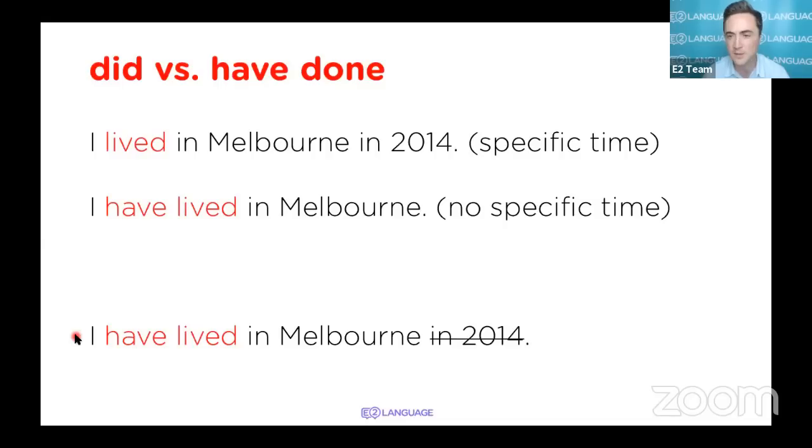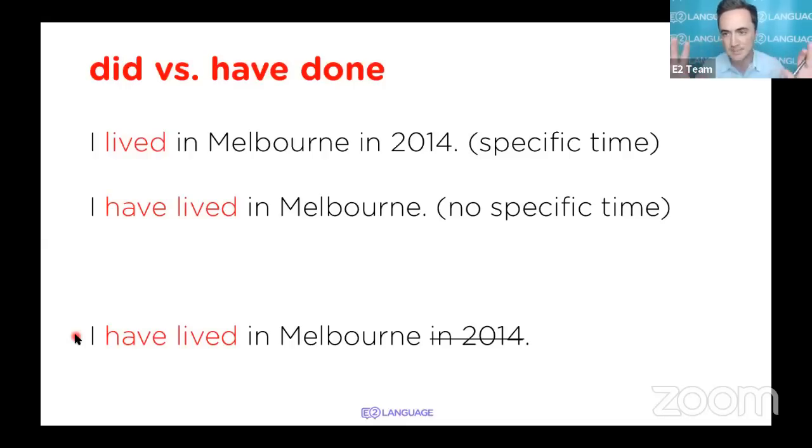I ate a banana 2 hours ago. I've eaten a banana. I paid off my credit card last week. I have paid off my credit card. There's a difference. One refers to a specific time and it's a past fact.